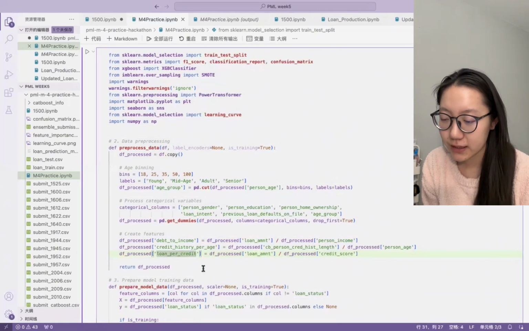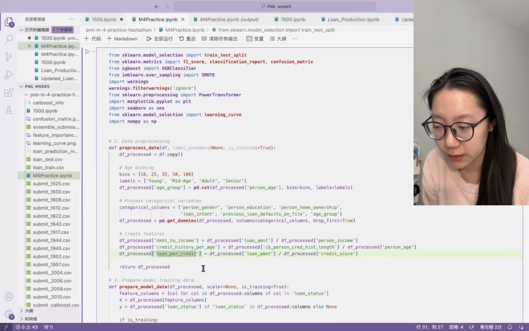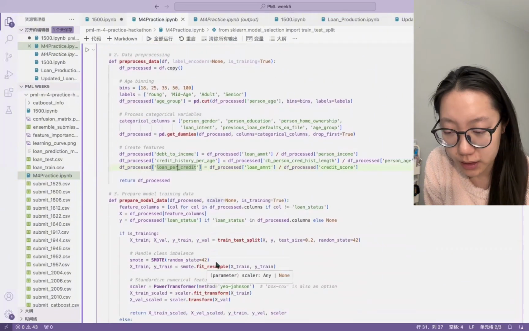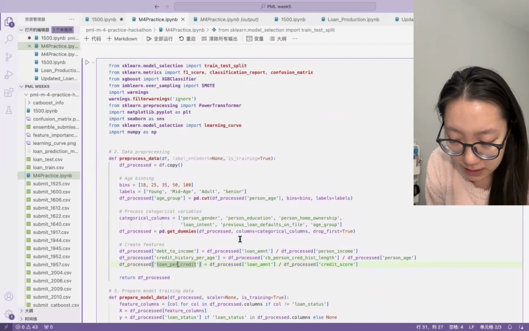Another simple but effective change was switching from label encoding to one-hot encoding for our categorical variables. This way, the model doesn't think a homeowner is somehow greater than a renter in some mathematical sense.